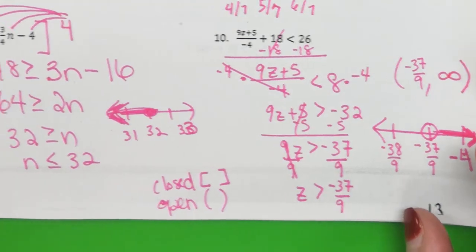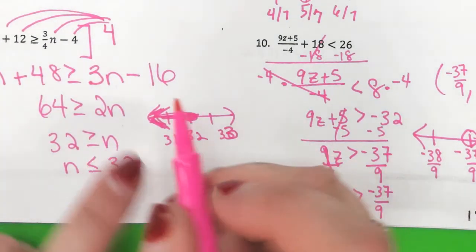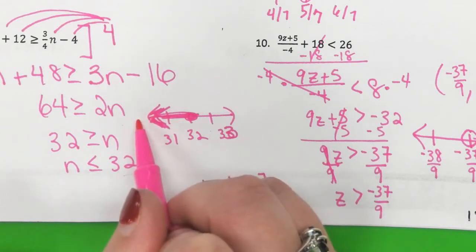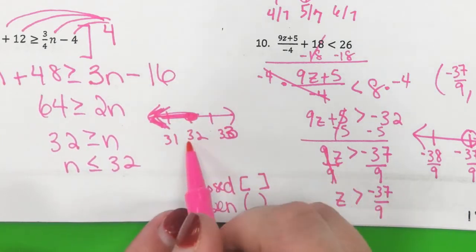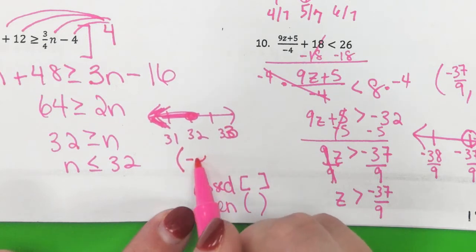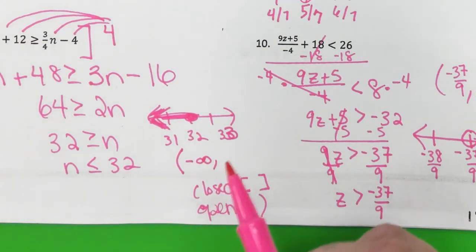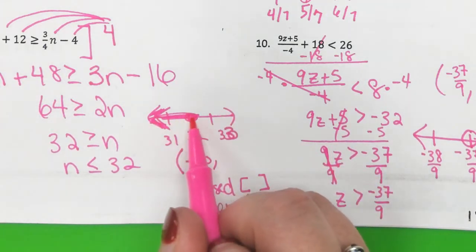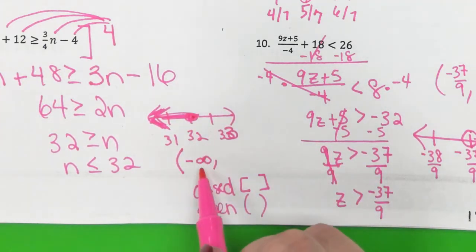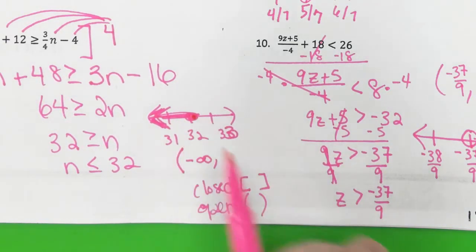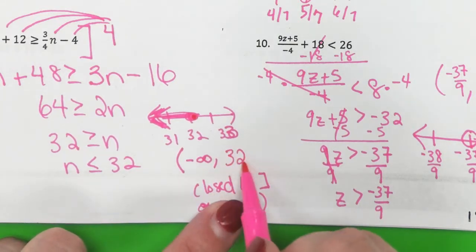All right, let's look at this one. How do you read a book? Left. Where is that going to the left? Which infinity? Negative. And infinities always get a parentheses. Where's it going to on the right? Always parentheses on infinity. But where does it stop at? 32, and 32 gets a bracket.